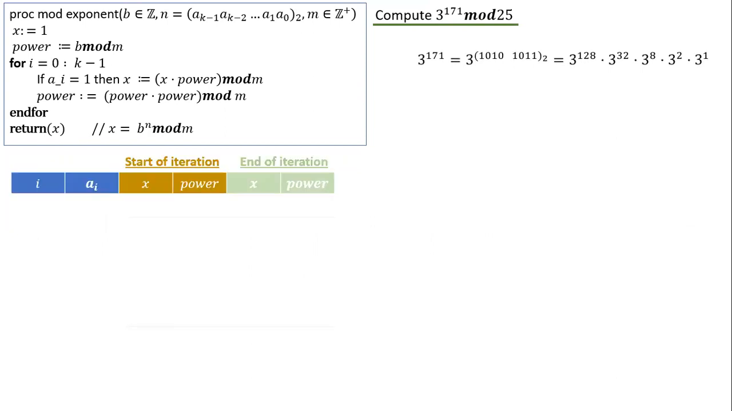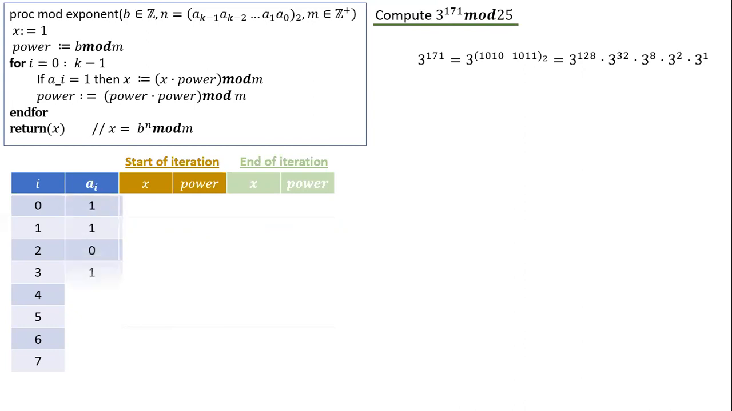Since this code is a little more complicated than some of the other snippets we've looked at, I'm going to track the power and x at the start of each iteration of that for loop, and again at the end. So first, I know how many rows there are going to be, right? This will run from 0 to k minus 1. Looking at my binary expansion up there, I can see that 171 is represented by 8 binary digits. So I need 8 rows, 0 through 7.